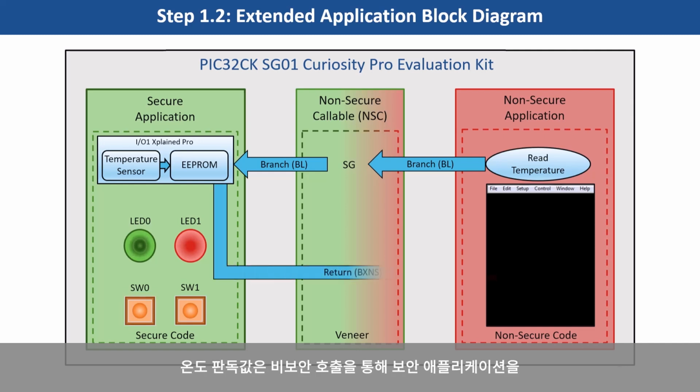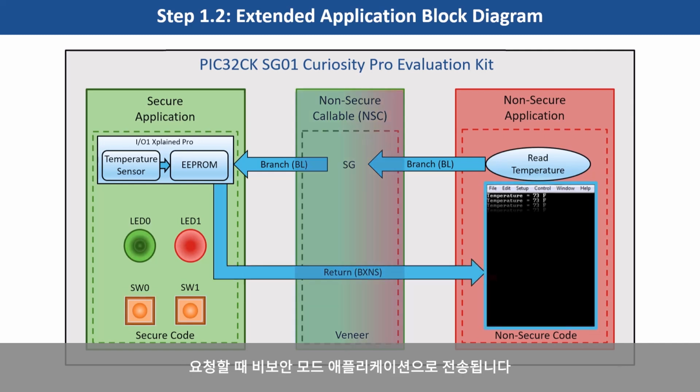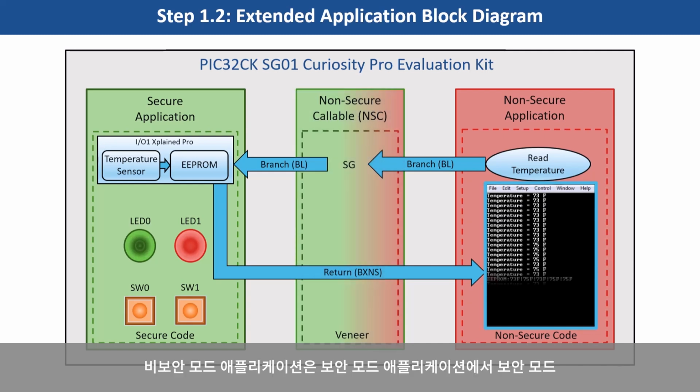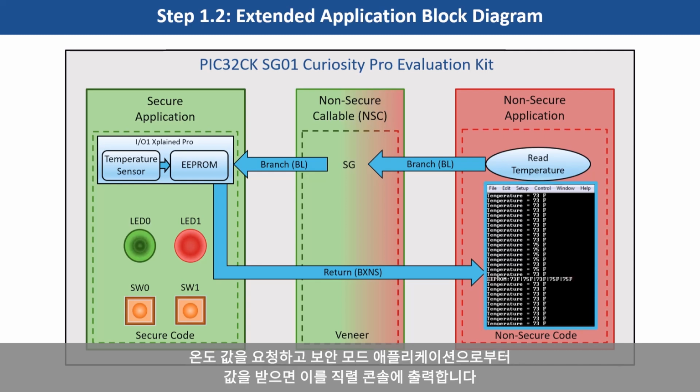The temperature readings are transferred to the non-secure mode application when it requests to secure application through the non-secure callables. The non-secure mode application requests the secure mode the temperature values, and prints them on the serial console once it receives them from the secure mode application.